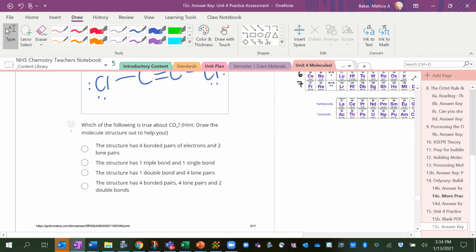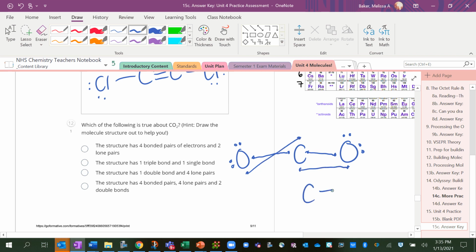Which of the following is true about CO2? Draw the structure out to help you. Carbon's in group 4A. Oxygen is in group 6A, so it gets 6 dots. Connect everything once. Then go crazy with your double bonds here with the lonely electrons. So if I'm redrawing this nice and neat, here is carbon dioxide.